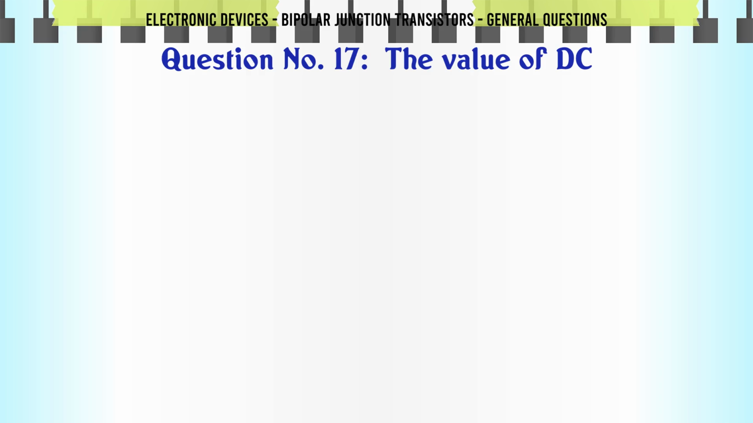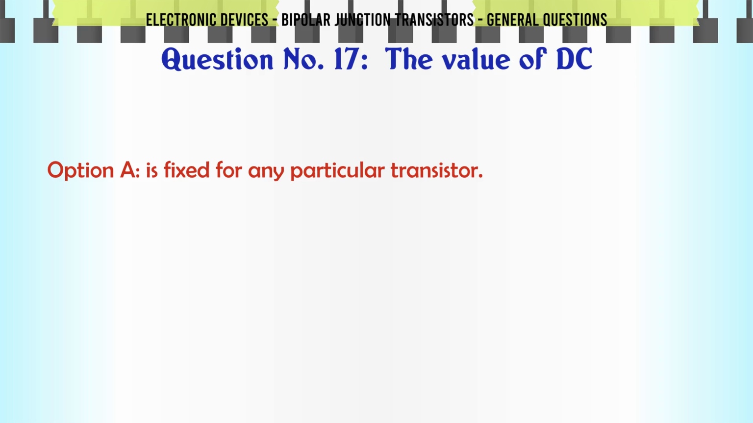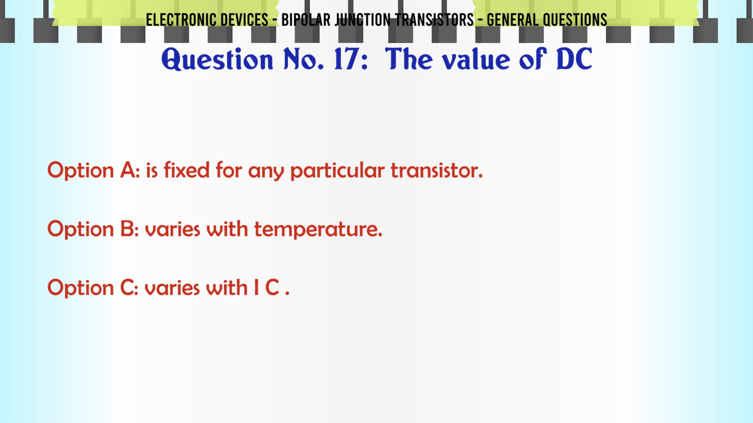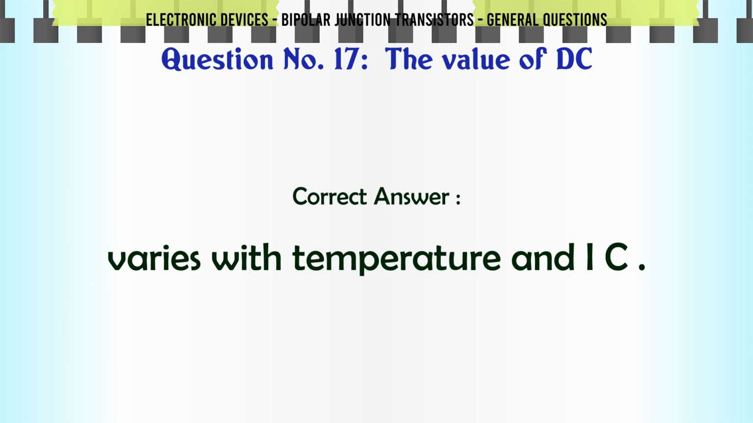The value of DC: A is fixed for any particular transistor. B varies with temperature. C varies with IC. D varies with temperature and IC. The correct answer is varies with temperature and IC.